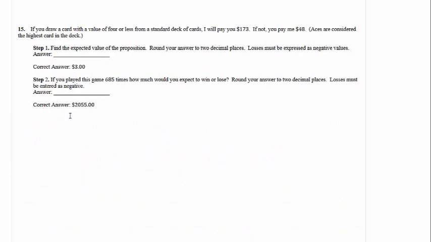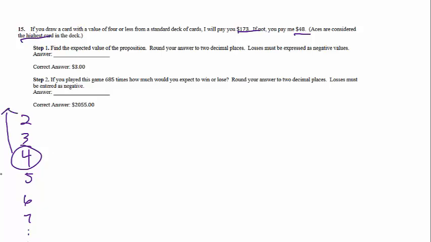15. If you draw a card with a value of 4 or less from a standard deck of cards, you'll pay me 173. If not, I pay you 48. Aces are high. All right, so we have 2, 3, 4, 5, 6, 7, and so on. 4 or less, so I draw my line here. Find the expected value of the proposition. All right, so this is plus 173, and any of these are minus 48.